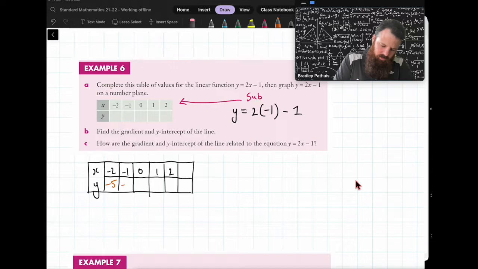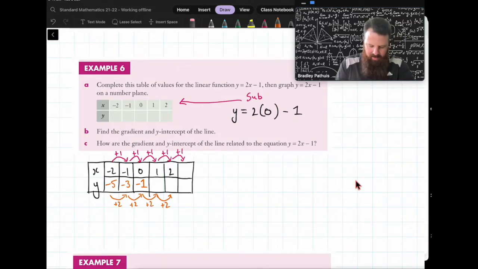is negative 3. Substituting in 0, 2 times 0 is 0, 0 minus 1, we end up with minus 1, and we're starting to see a pattern here. Our x values are going up by 1 each time. And each time our x goes up by 1, our y is also increasing, but it's increasing by 2. We can see that pattern happening there. So if I increase it by 2, this will be 1. 1 plus 2 is 3. 3 plus 2 is 5. And that pattern will continue for any x value I want.